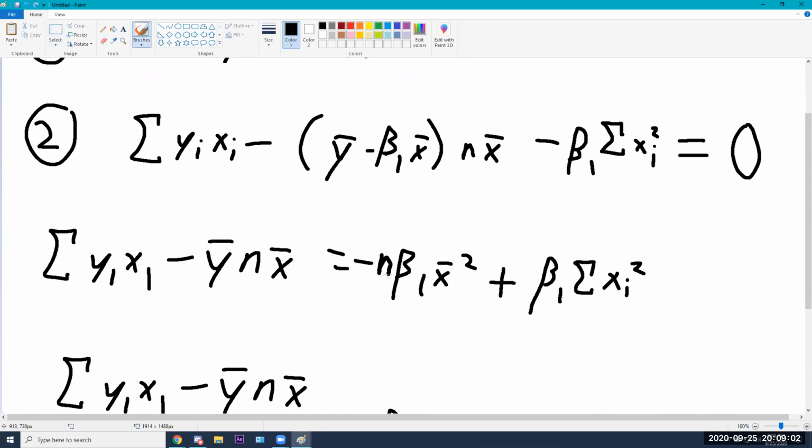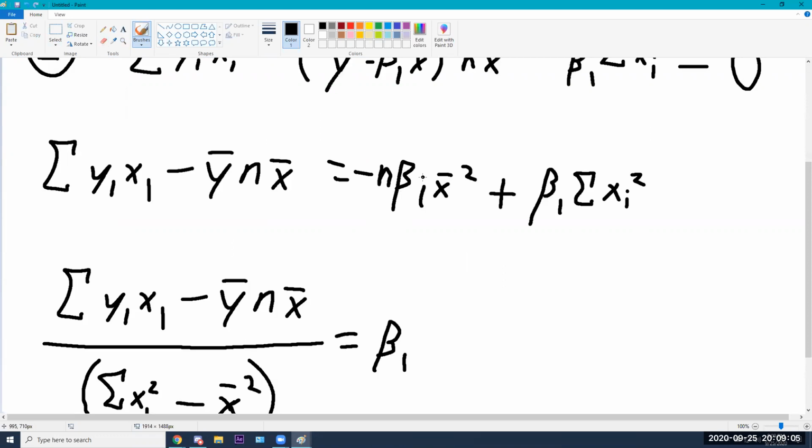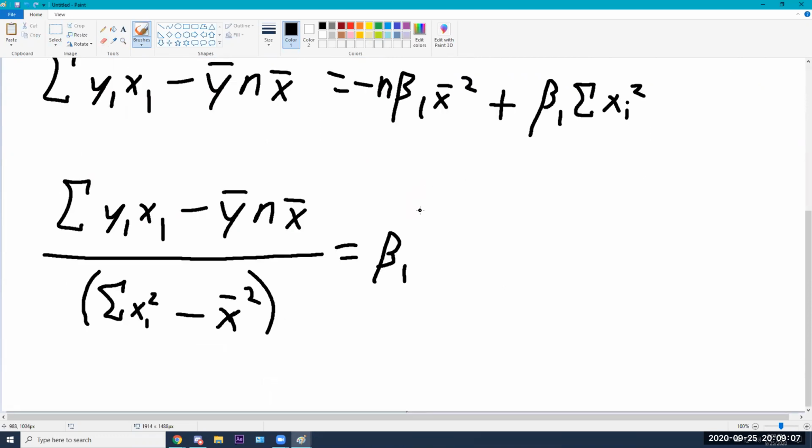N beta 1, x bar, right? And then the result of that is in our final equation. I forgot an n term here, right? This is our final equation. There you go. Yeah, this should be correct.